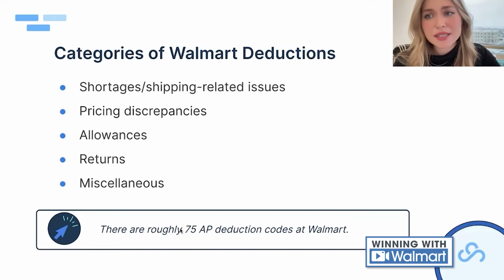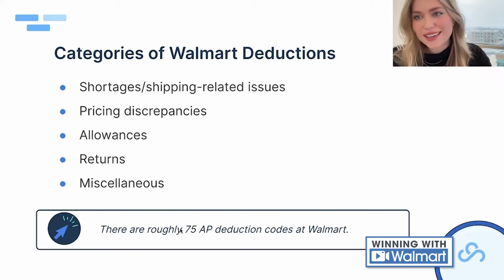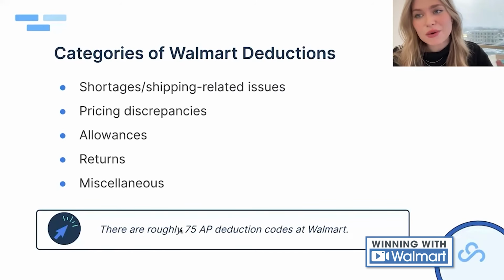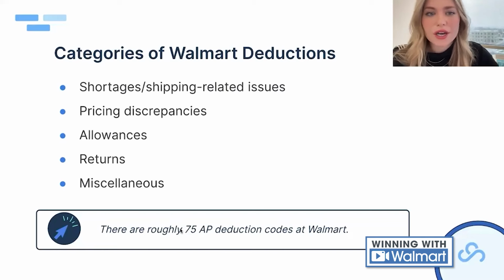Next is going to be pricing discrepancies. That's kind of exactly what it sounds like. It's just Walmart saying, hey, I thought that I was going to get charged this much and you charged me this much. I'm going to fine you for whatever the difference is. And of course, they're only going to be issuing those against you if it's going to be in Walmart's favor. So high level, that's what a pricing discrepancy is.